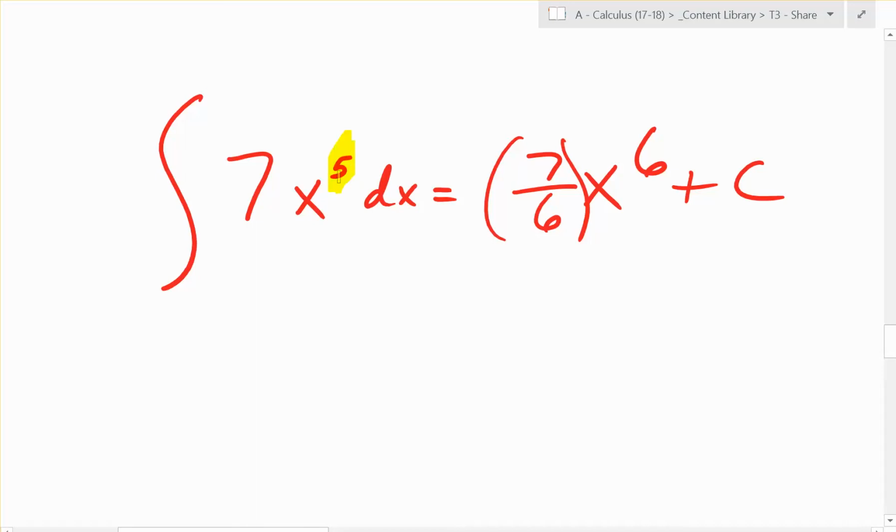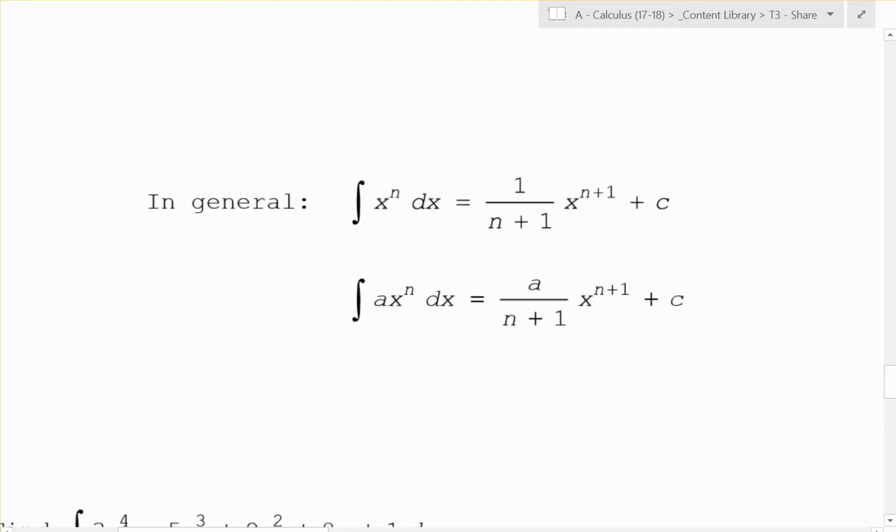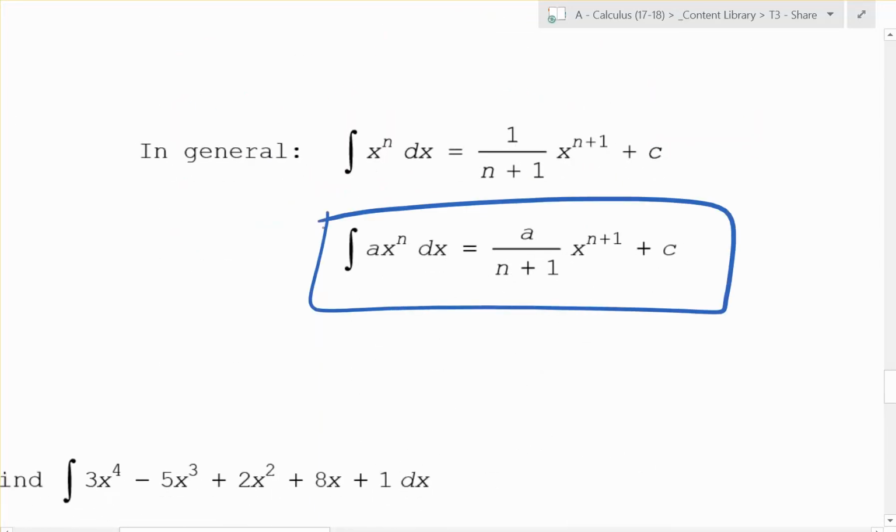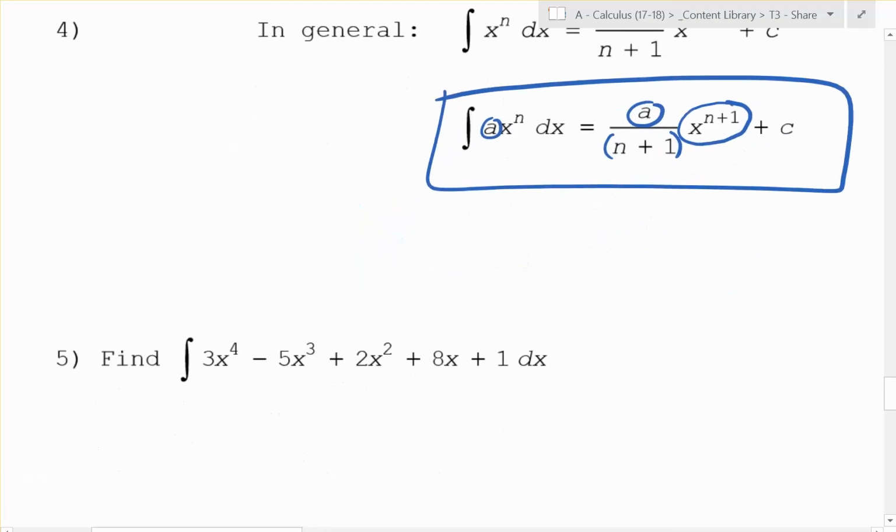So the 5 turns into a 6, but you need to get rid of it, so you put the 6 in the denominator, but you want that 7 to be there, so you put the 7 up there. The way you generalize this is like this. This is the one you should memorize. It's super helpful. So when you do the derivative here, you drop the n plus 1 to the front, and it cancels with this n plus 1, leaving you with just a. So this is the generalized way.